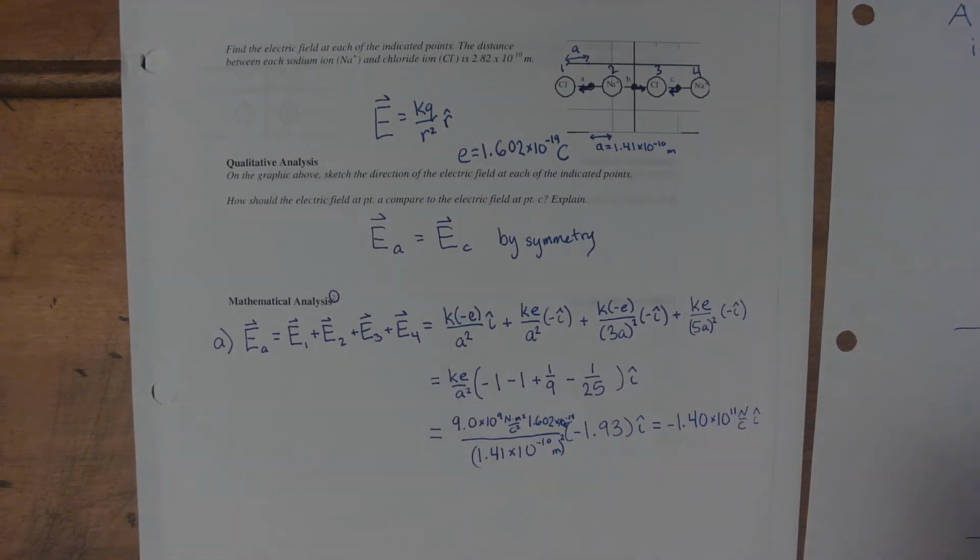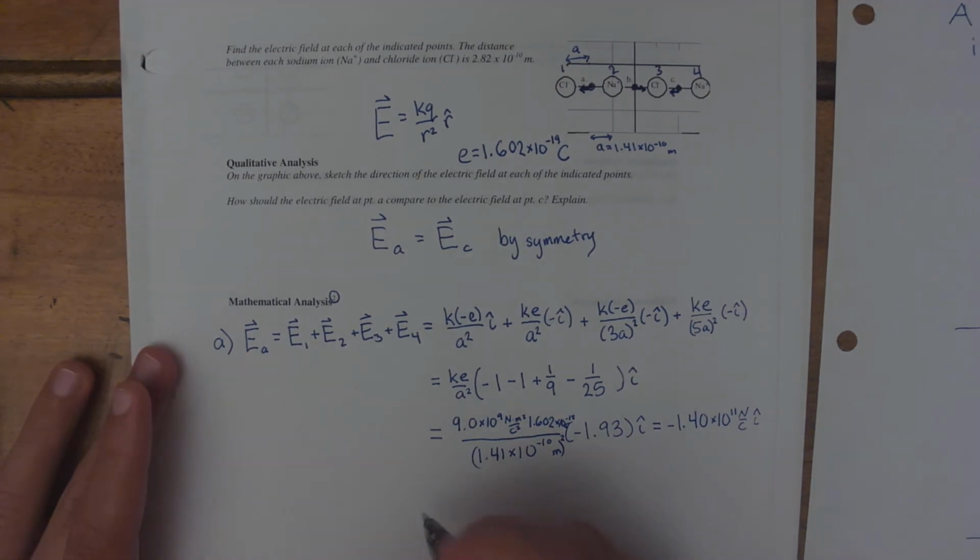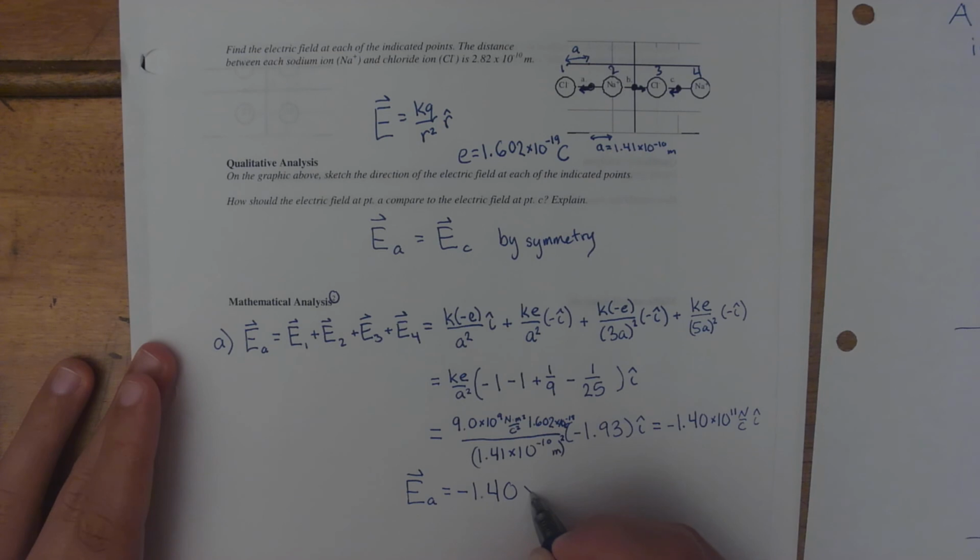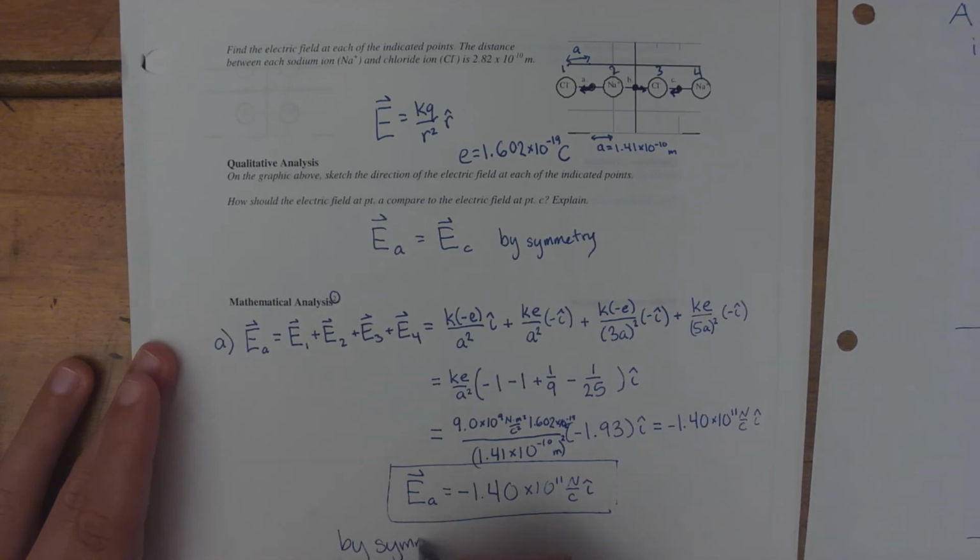And this is the electric field for point A. I'm going to write it again down here. The electric field for A is equal to negative 1.40 times 10 to the 11th newtons per coulomb in the I hat direction, and box that, and then say, by symmetry, the electric field at point C is equal to negative 1.40 times 10 to the 11th newtons per coulomb in the I hat direction, and box that also.